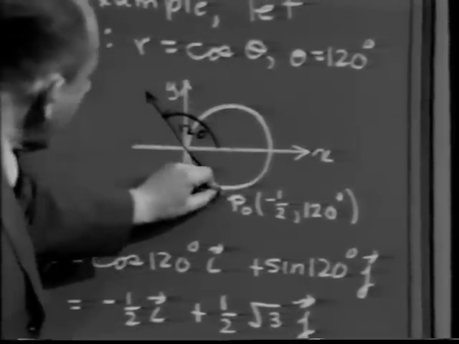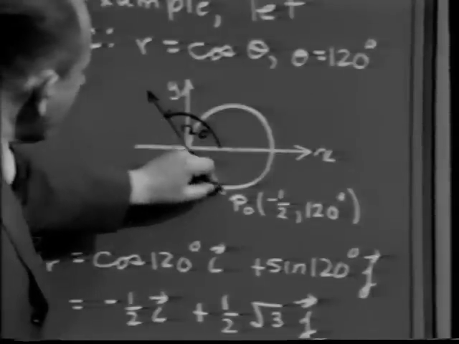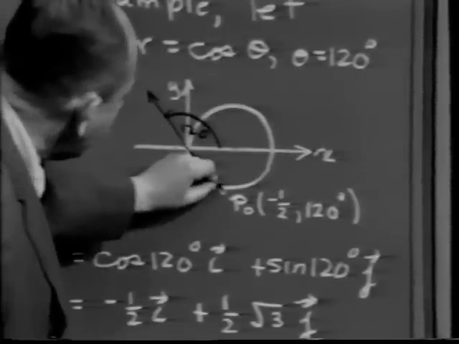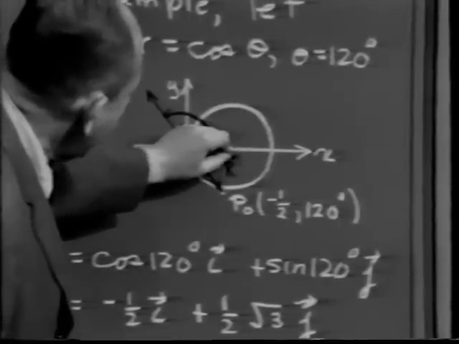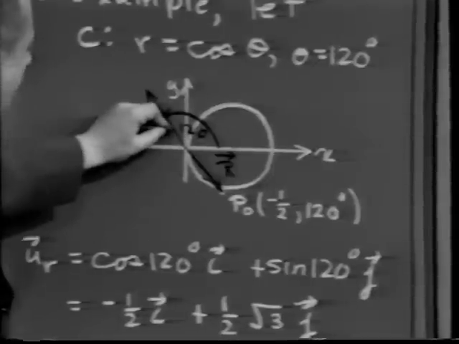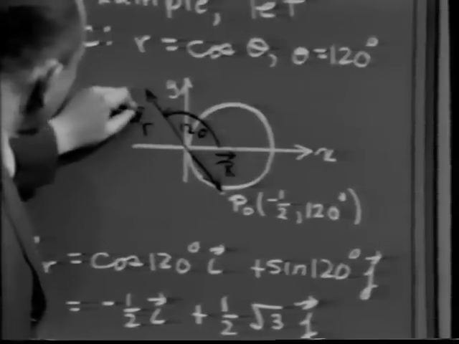And that, therefore, I'm at the point P0 here. Recall that by definition, r, the radius vector, is measured from the origin to the point. In other words, according to our previous definition, it's this vector which would be called r. But our definition says that it's this vector which is u sub r.